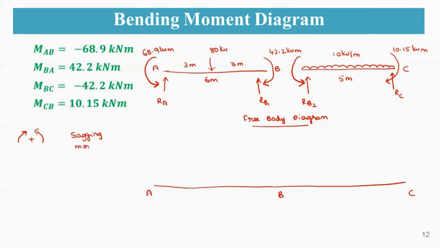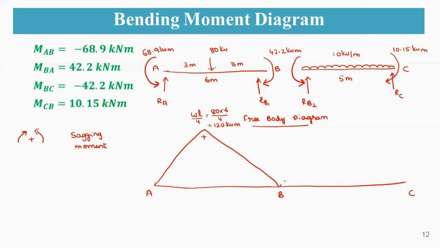For this sagging moment, as it is a point load at the center, we are having a triangle of WL by 4, which is 80 into 6 by 4. That will be equal to 120 kilonewton meter, which is positive. Now coming to your BC, that is UDL.